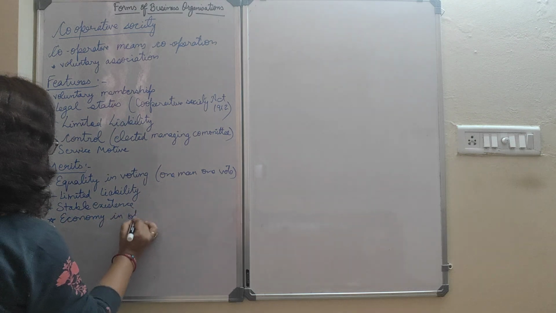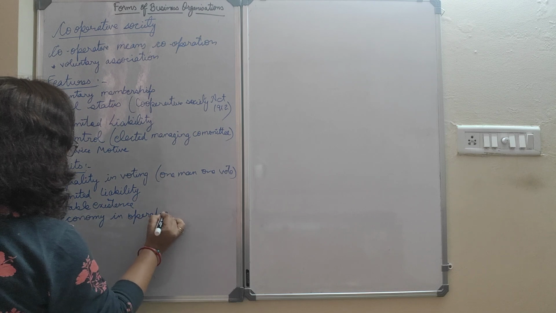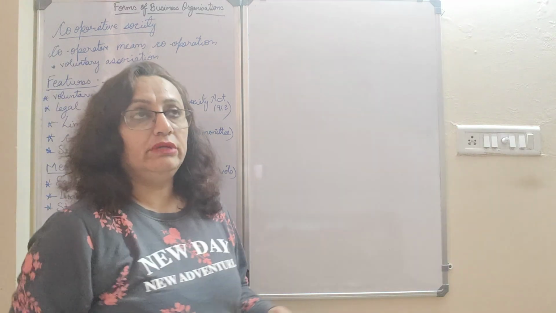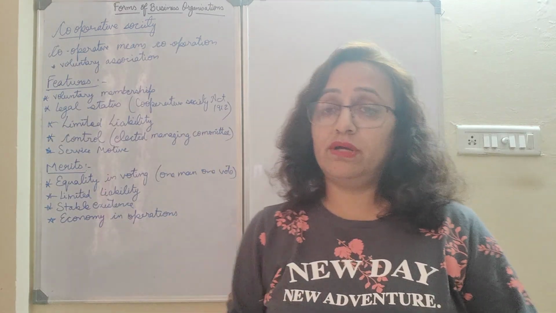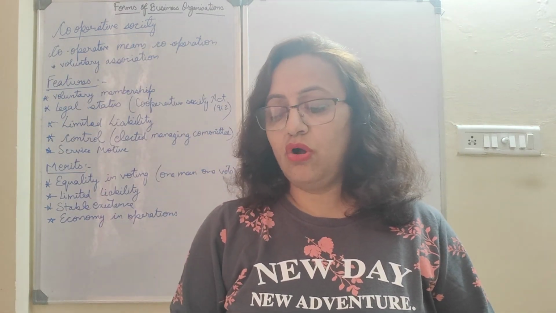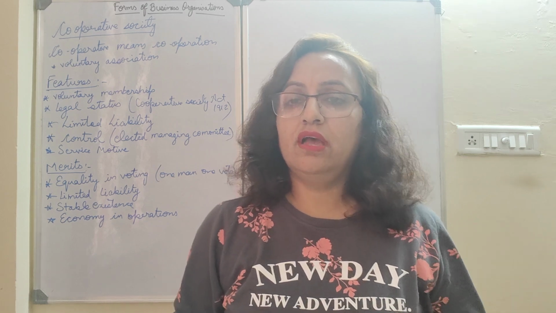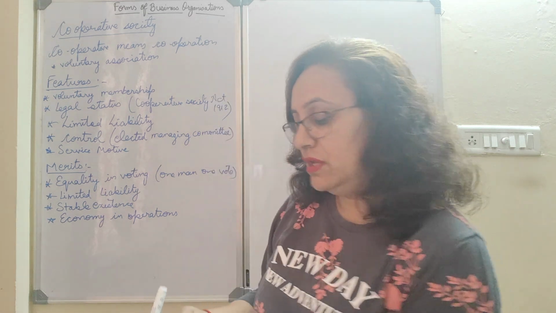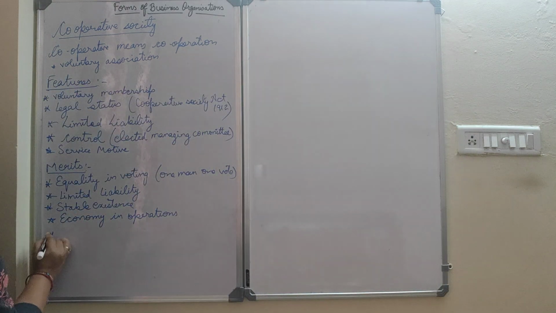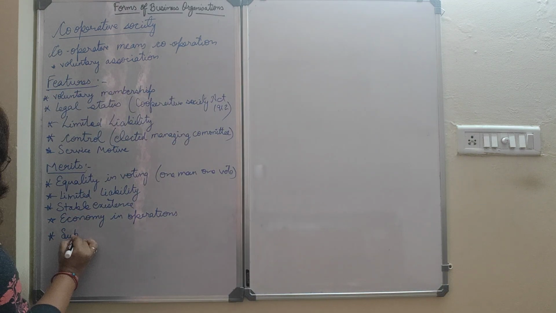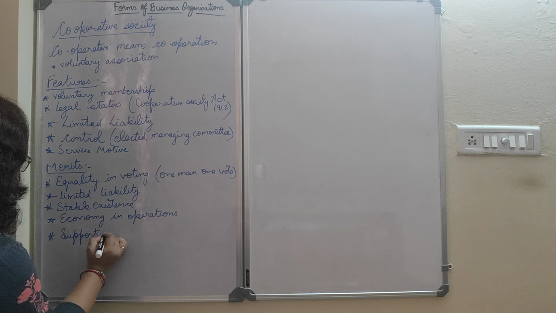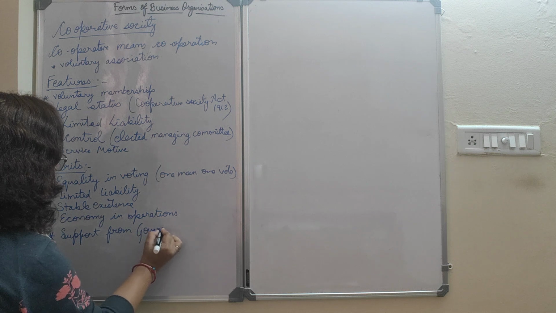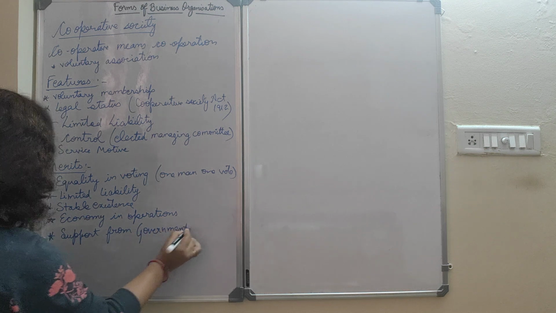Then next is economy in operations. Economy in operations, why? Because there is no useless expenditure happening. There is no middleman sitting and charging extra money. There is no commission and all the members are only doing the work, so the risk of debts is also lower. Then support from government. So these kind of societies are often supported by government.